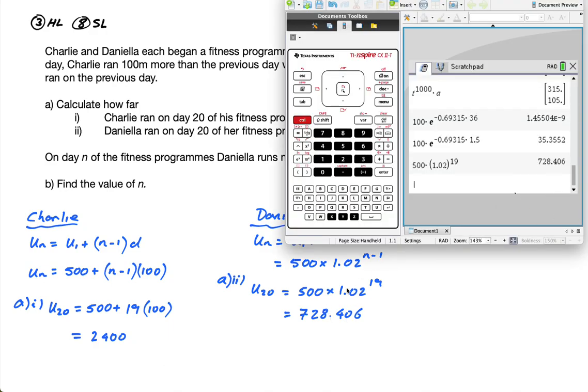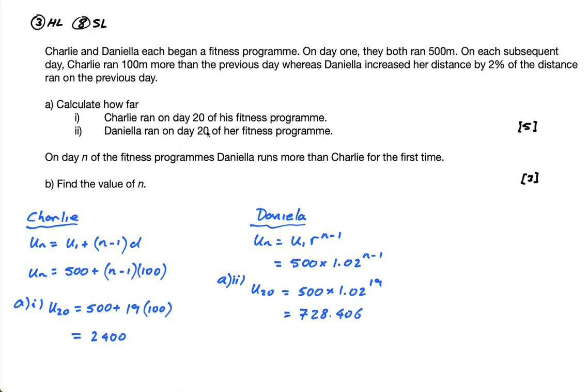Now I'm looking at that and thinking that seems like she's running a lot less than him. But maybe, and this is coming to the next question, on day n of the fitness program, Daniela runs more than Charlie for the first time. So she starts running a lot less. They both start with 500, but she's increasing hers very, very slowly, whereas he's adding on 100 each time, which seems like a lot. So it does make sense that he'd be a lot more after this much time. It's a bit like the power of compound interest. She is going to suddenly run more than him.